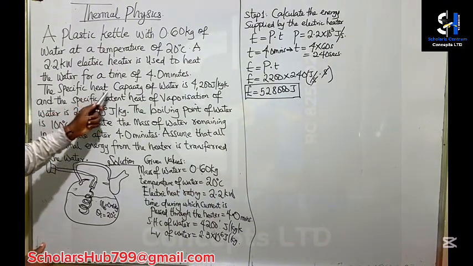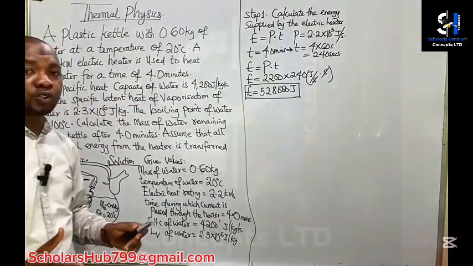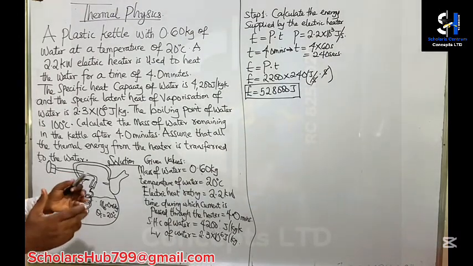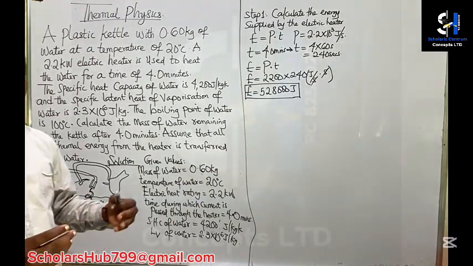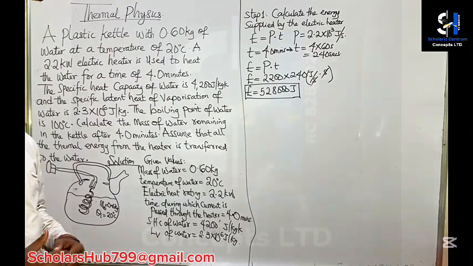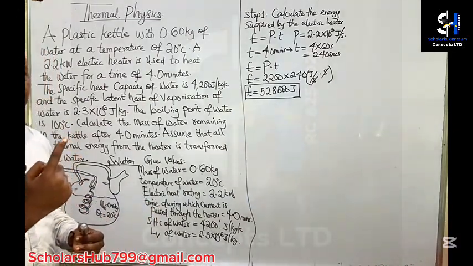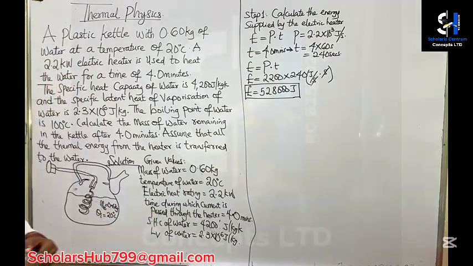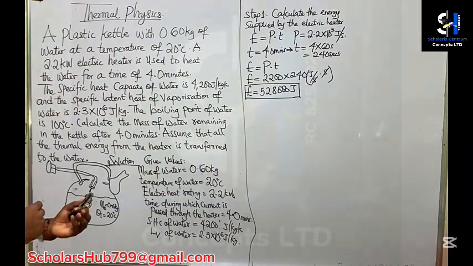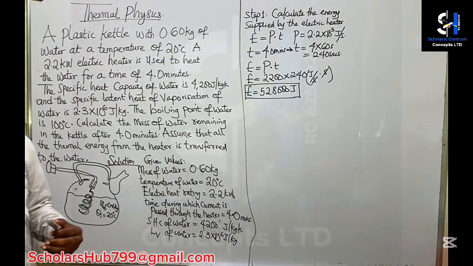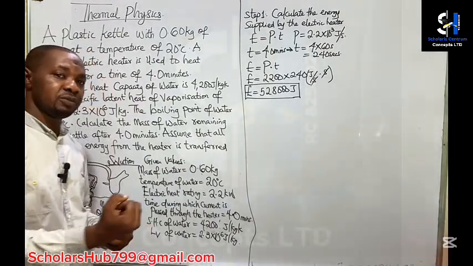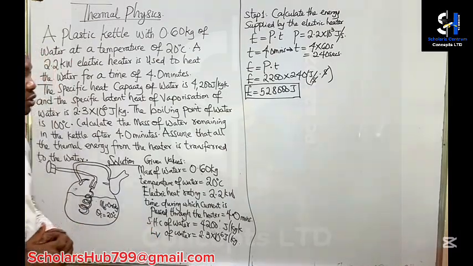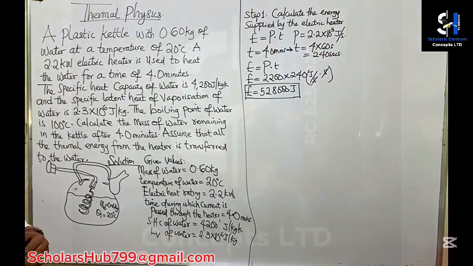So we have the specific heat capacity of water as 4,200 joules per kilogram per Kelvin. And the specific latent heat of vaporization is the energy required to convert 1 unit mass of water into vapor without a change in temperature. The heat will be absorbed from the surrounding while the temperature of the substance will remain constant. That's in the case of latent heat of vaporization.